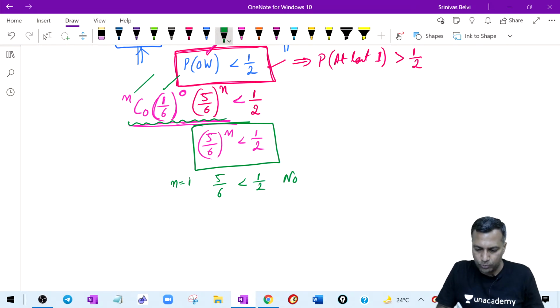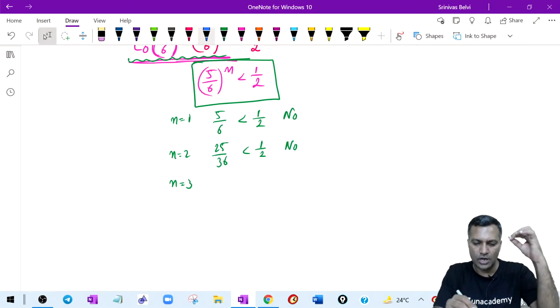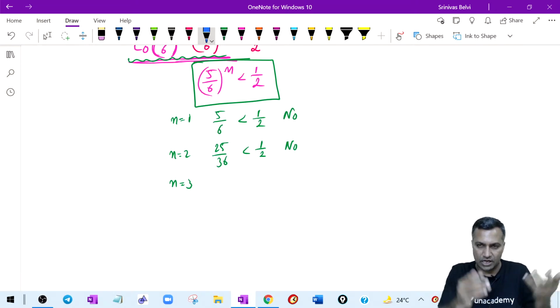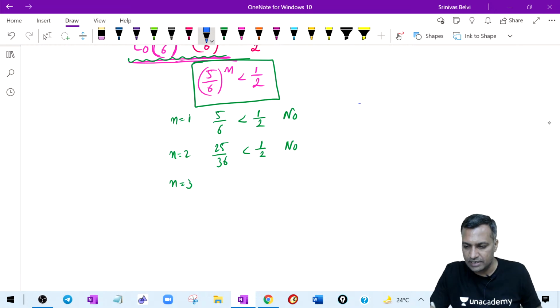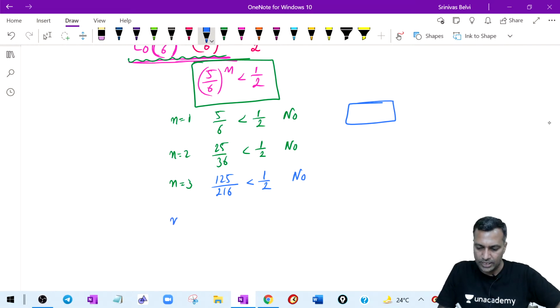No. Okay, put n is equal to 2. 5 square by 6 square, 25 by 36. Is this less than 1 by 2? No. Okay, put n is equal to 3. You don't have to do all this, I'm just telling you how to evaluate this. If there are answer choices, do the answer choices. If it is a theta question, you will plug it like this and check n cube. 5 cube is 125, 6 cube is 216. You still say that this is not less than 1 by 2. Answer is no. Put n is equal to 4.